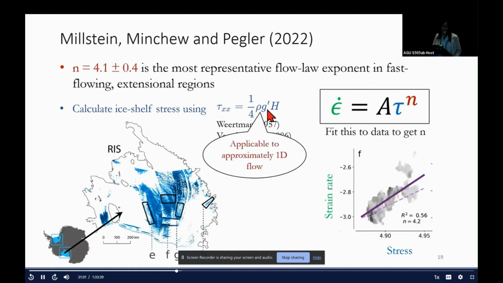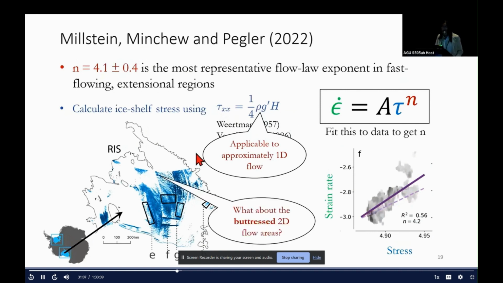I want to point out that this simple linear equation is applicable to approximately one-dimensional flows. And here we are interested in the rheology in the buttressed ice shelf areas where the flow deviates from the simple 1D setting. So as Yang already pointed out, in these two-dimensional flow areas, there does not exist any simple explicit form to estimate the stress.